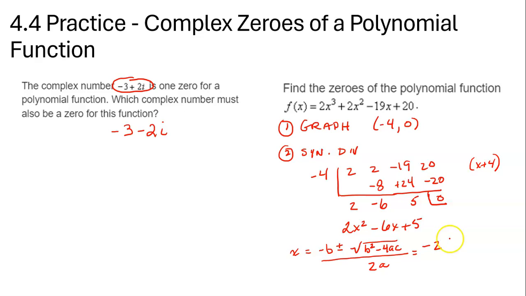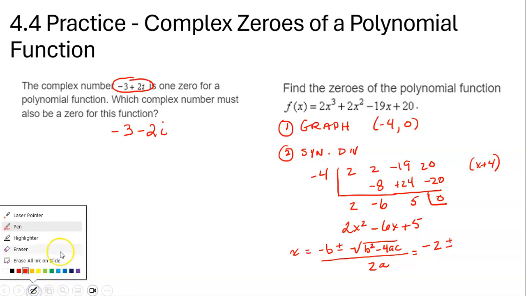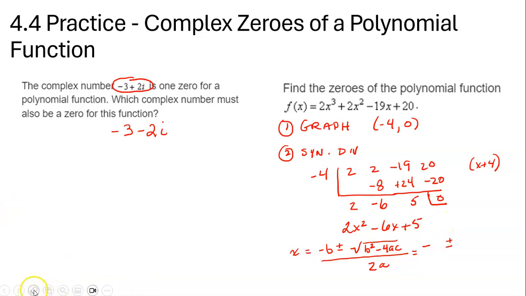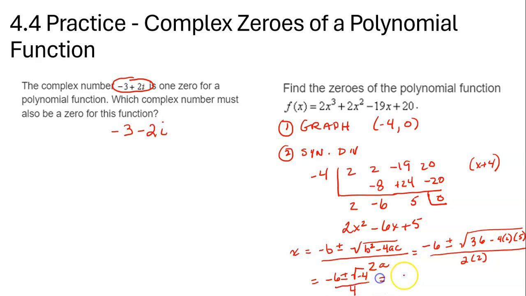Negative b, sorry, that's b is 6, my bad. I put a there because I'm tired. So negative 6 plus or minus the square root of 36 minus 4 times 2 times 5, over 2 times 2. Okay. So -6 plus or minus, and this is going to be the square root of -4 over 4. So this is going to be -6 plus or minus 2i over 4.